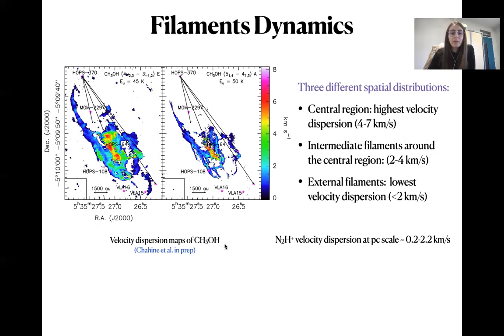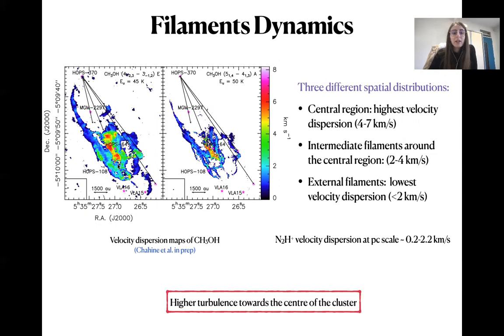But this is expected because the tracers are different, and methanol has allowed us to have a deeper view on the dynamics within the cluster. So this higher dispersion suggests that we have higher turbulence toward the center of the protocluster, and this could be due to the presence of the protostars along the filaments, or also due to the presence of outflows from the forming stars.